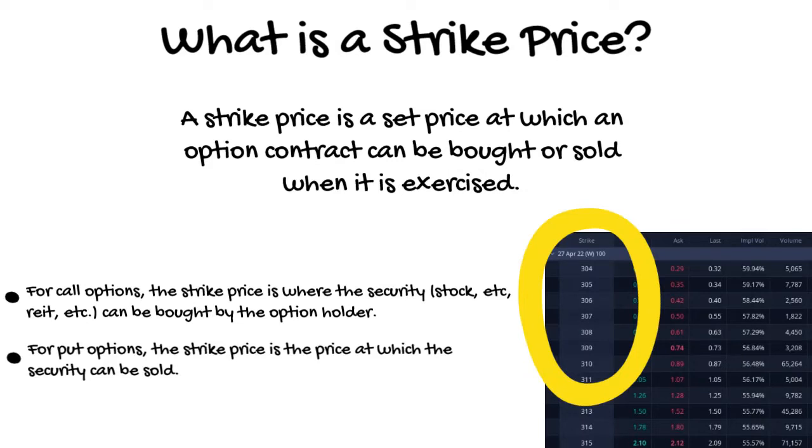So to use the options table, for example, if you take that top strike price of 304, for the calls, you are agreeing to buy 100 shares at that 304 strike price. And then if you have the put, you have the right to sell 100 of those shares at that 304 strike price. Now that we've touched on strike prices, let's go over expiration dates.